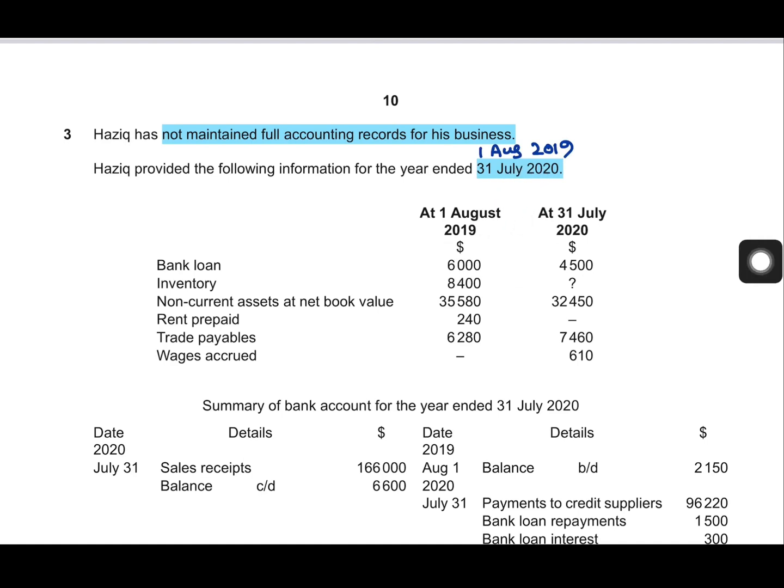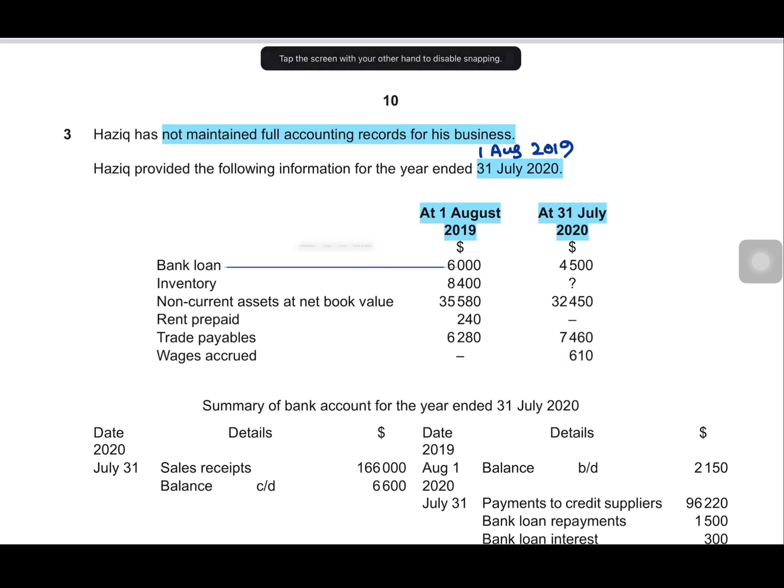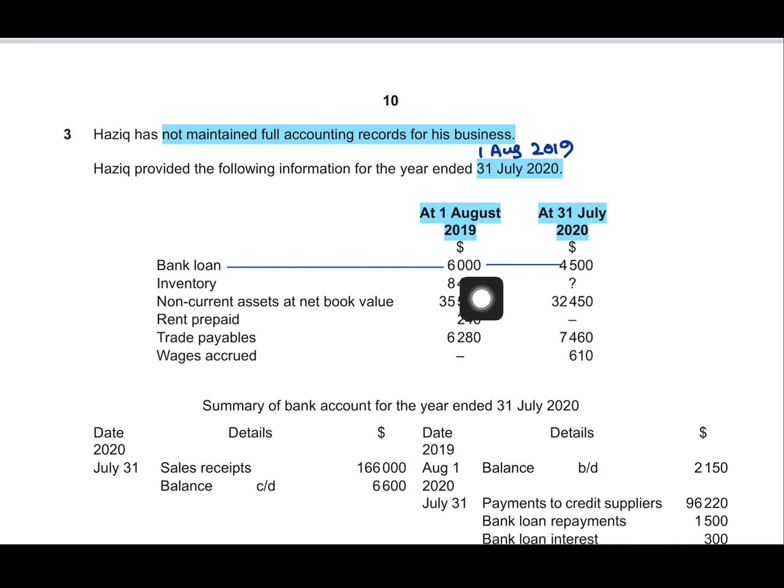Okay, now what do we have? We have the opening balances and we have the closing balances. Very useful piece of information, right? So first of all we have bank loan. You can see that in the start the bank loan was 6,000, but now at the year end it is 4,500. So what is happening? There is a reduction of $1,500. It has reduced by 1,500, which means that 1,500 of loan has been paid off during the year.